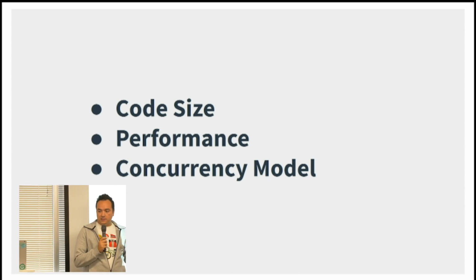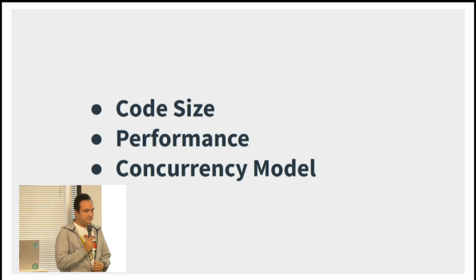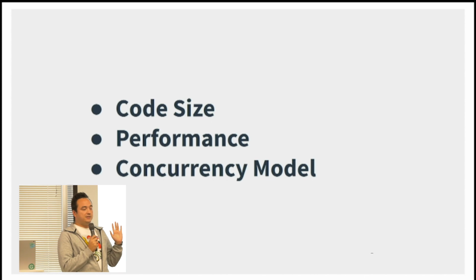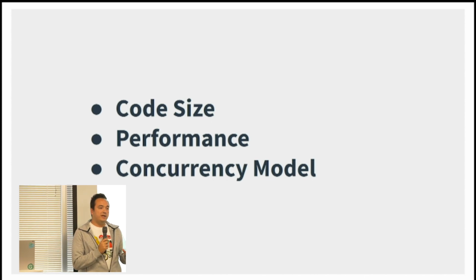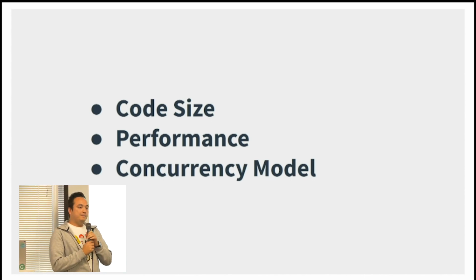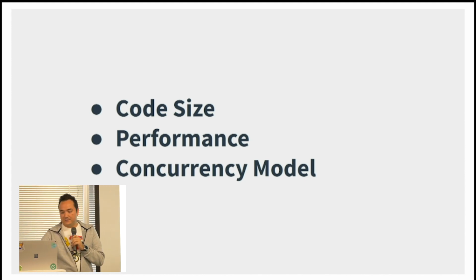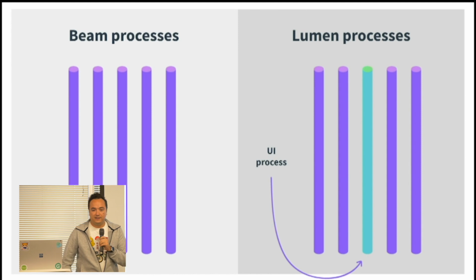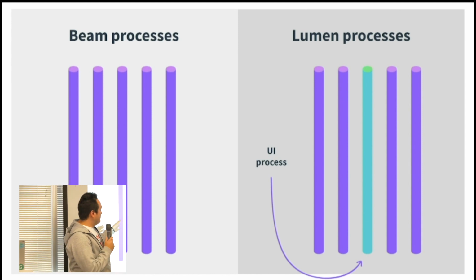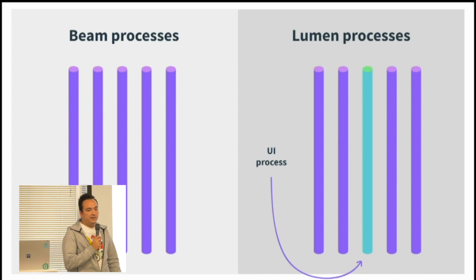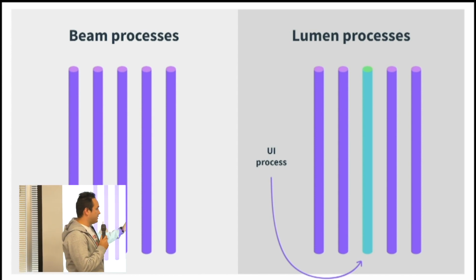And the third reason is the concurrency model. The Beam doesn't care. Any of the processes is not special. But in the browser, one is very special. So this is how the Beam sees processes. All of them are the same, we don't care. But Lumen has to take into account that one of them is the UI.